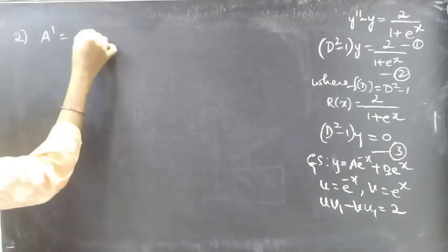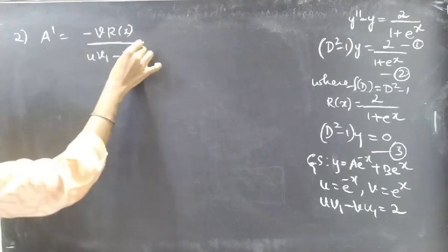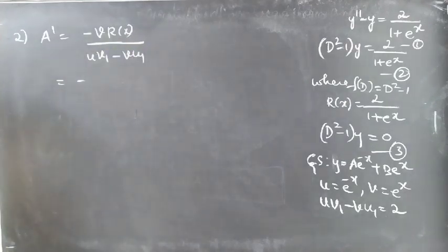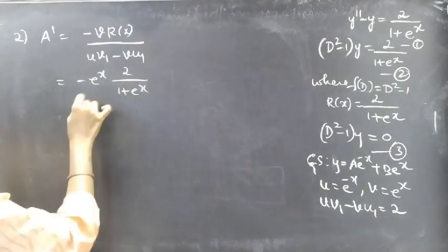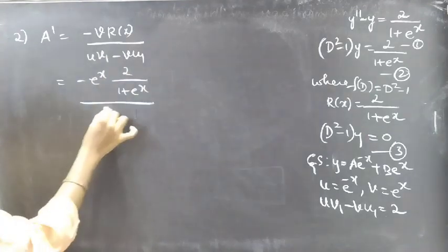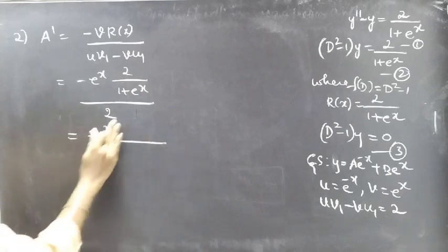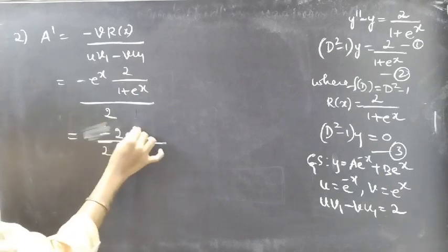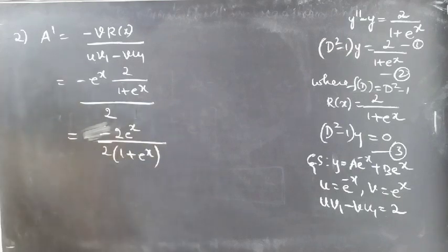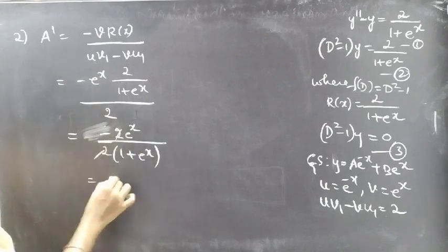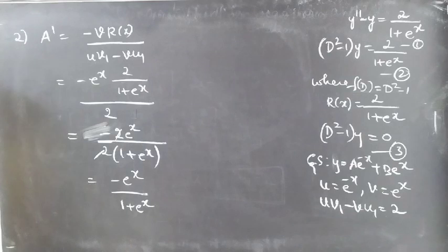We'll find a dash using minus v into r of x by uv1 minus v1. This equals minus v, which is e power x, into r of x, which is 2 by 1 plus e power x, by uv1 minus v1, which is 2. This is equal to minus e power x, you can write it as 2 minus 2 e power x by 2 into 1 plus e power x. 2 gets cancelled and we'll get minus e power x by 1 plus e power x.